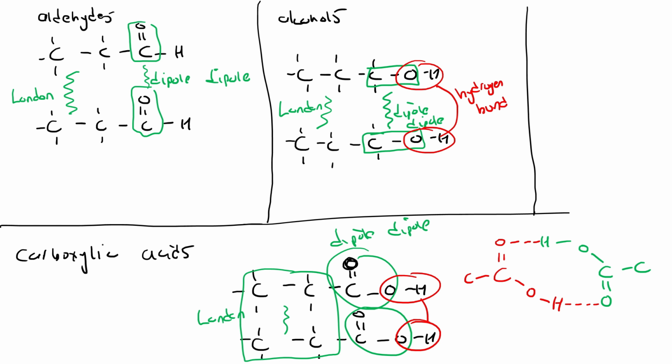Then carboxylic acids will always have the highest boiling point, meaning that they are the most difficult to separate from each other. That's because they've got the London forces and the dipole-dipole, just like the other ones, but they also have 2 hydrogen bonding scenarios for every 2 molecules, whereas with alcohols, they only have 1 hydrogen bond scenario for every 2 molecules.